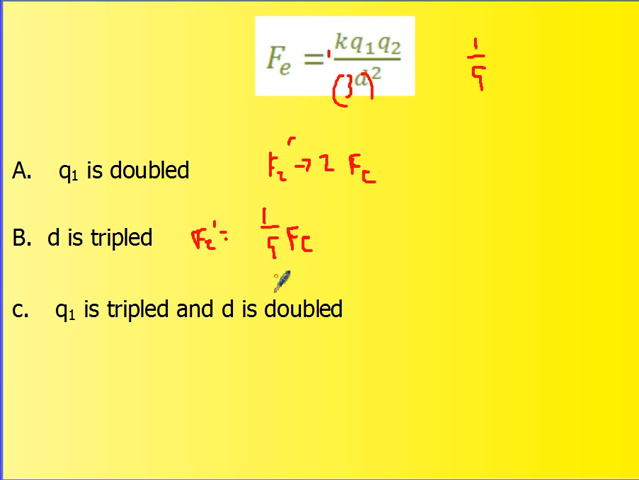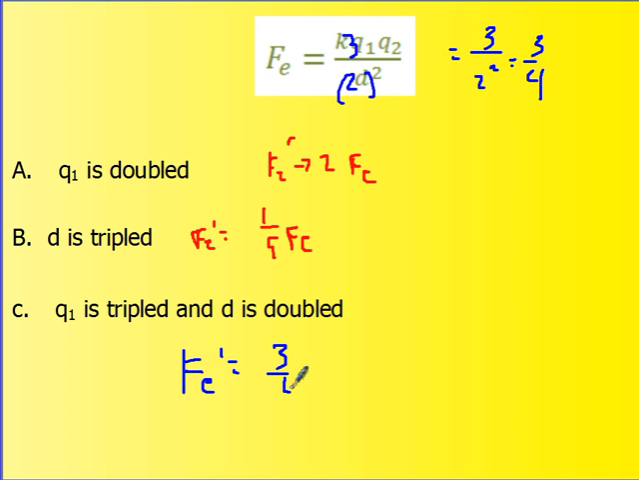Now this one's fun. What if Q1 is tripled and D is doubled? All right, I'm going to erase this up here so we can write this. I like actually writing it on the equation. It helps me out, and I'm going to do it in another color. Q1 is tripled, so I'm going to put a 3 right there in front of Q1, and D is doubled. So this is 2, but I've got to square it. So I wind up with 3 divided by 2 squared, which is 3 divided by 4. So my new force is 3/4 my old force. You're going to need to be able to do this sort of analysis.